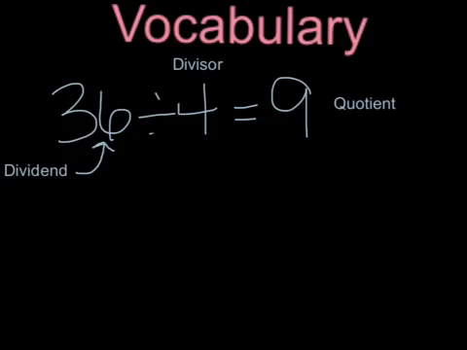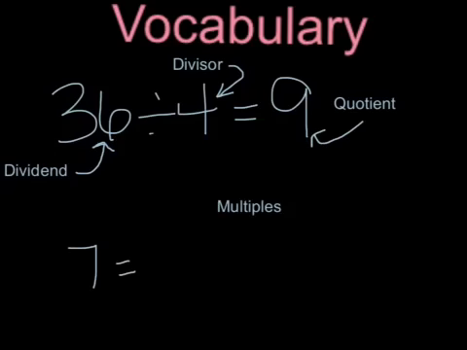Our next word is divisor. This is the number that divides the number, which is the dividend. So this is the divisor, and it is dividing our dividend of 36 in this case. Next we have a quotient, and this is the result of dividing one number by another number. So for example, the quotient in 36 divided by 4 is 9.